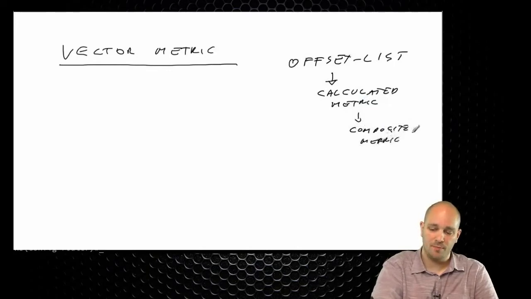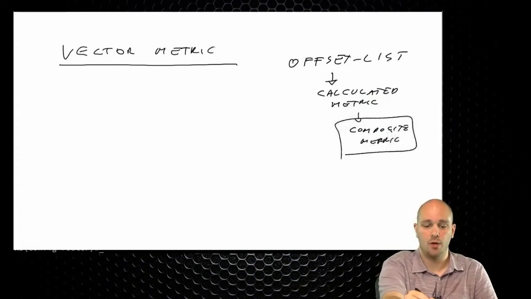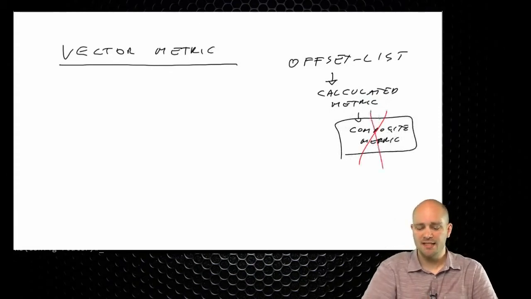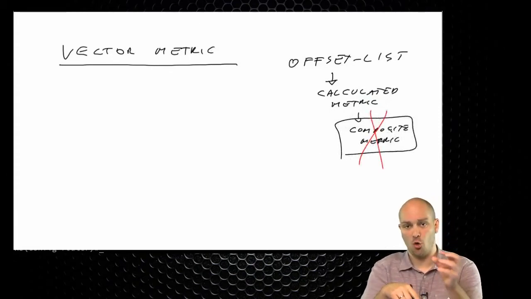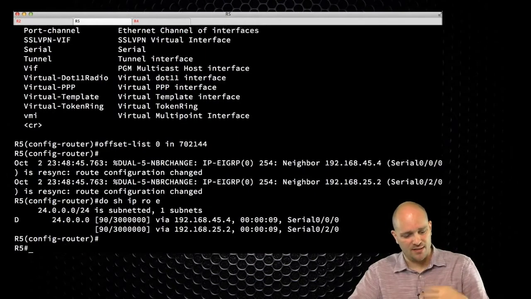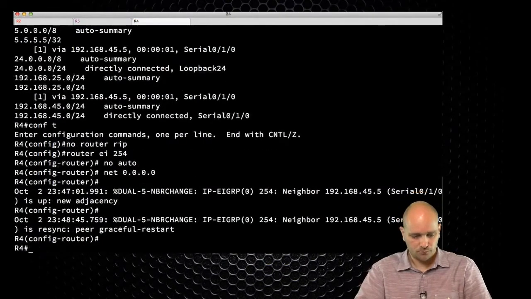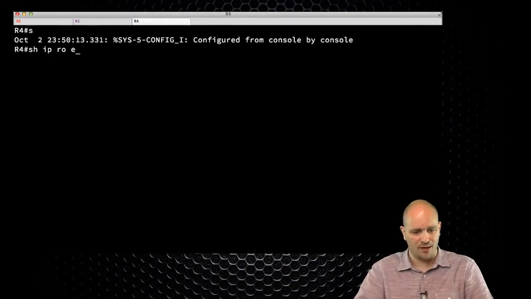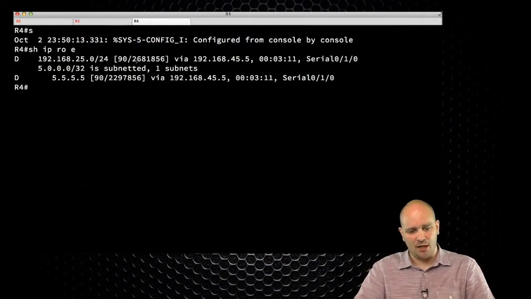And if composite metric is never communicated to any of your peers, does this mean that offset list influences only the local device? Well, let's take a look at that as well. So here I have increased the cost on my routes significantly. So if I do show ip route eigrp, let's add one more route on R2.